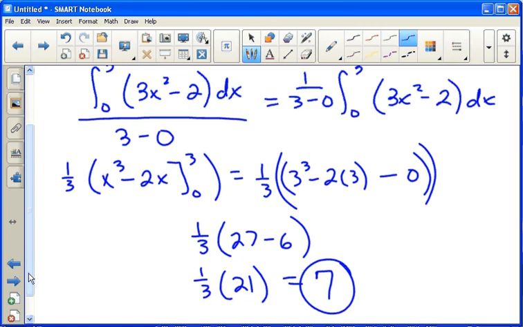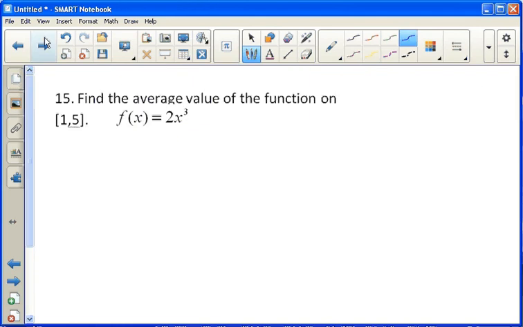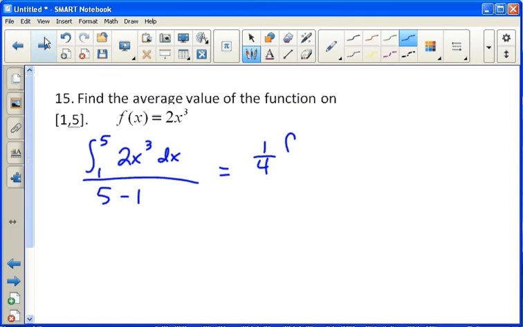21 is the total area under the curve, but to find the average we have to divide by the 3, so we get 7. Okay, same process here, find the average value. So we do the integral from 1 to 5 of 2x cubed, and we divide the whole thing by 5 minus 1. So I'm just going to write that as 1/4 out front, because we're really just dividing by 4. 2x cubed dx. So I get a 1/4, just rewriting this.